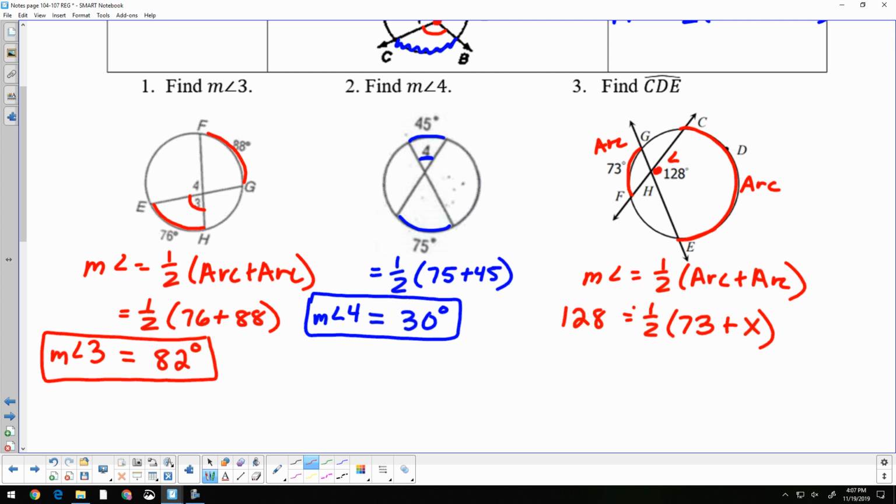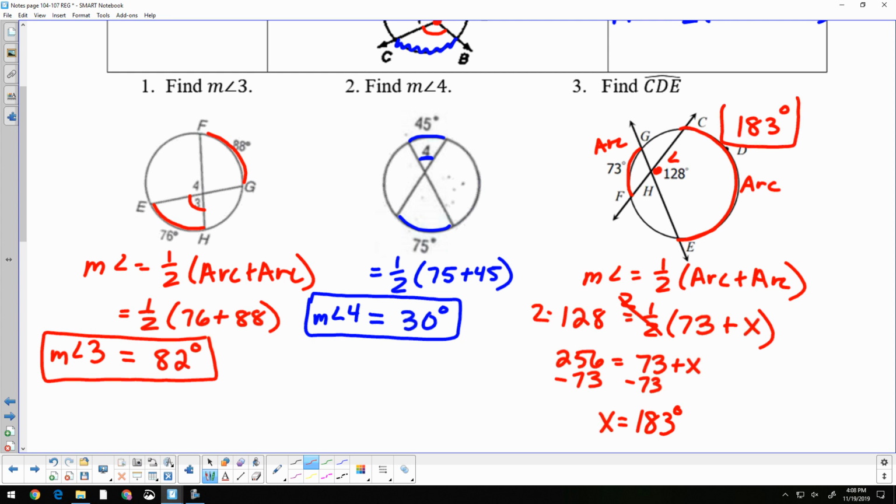And then I'm going to solve this. So to get rid of the fraction, we multiply by 2 to get those to cancel. So 2 times 128 is 256. And then I have 73 plus x. To solve that, I'm going to subtract 73 from both sides. So I end up getting x equals 183, which means that this arc, CDE, is 183. And you can always check your answer by plugging 183 and 73 back into here and seeing if it equals 128. All right, so the rest of these are practice problems.